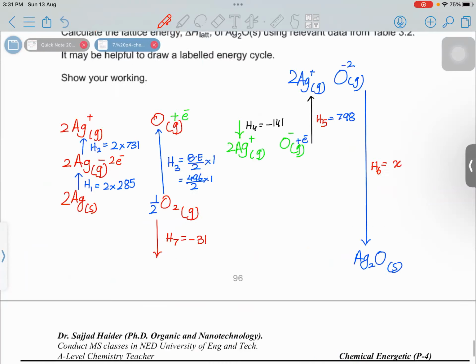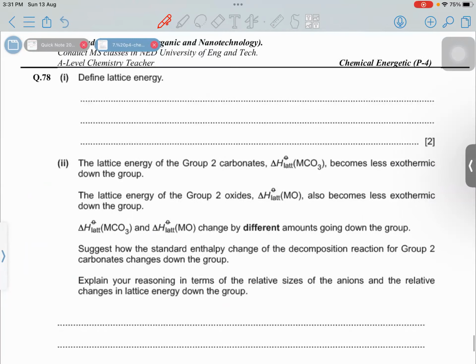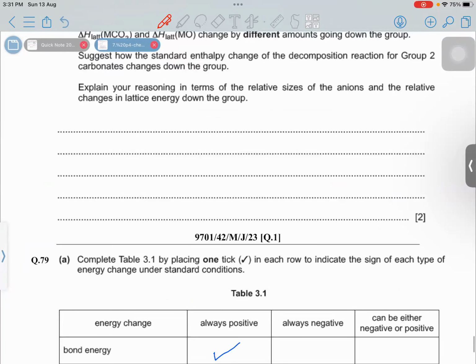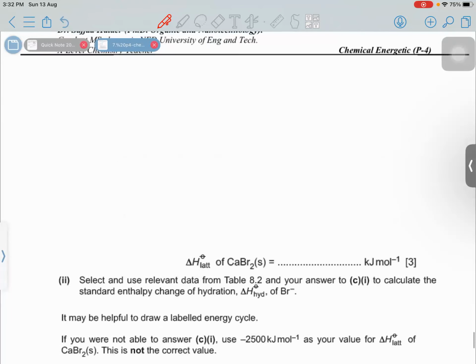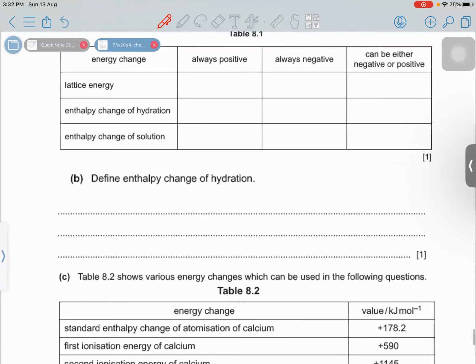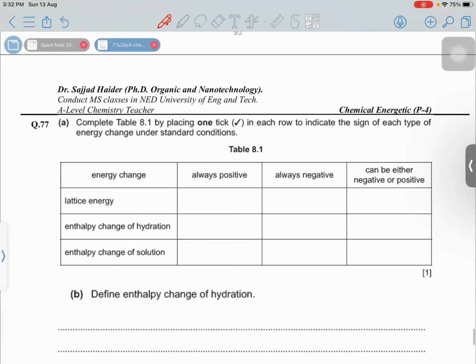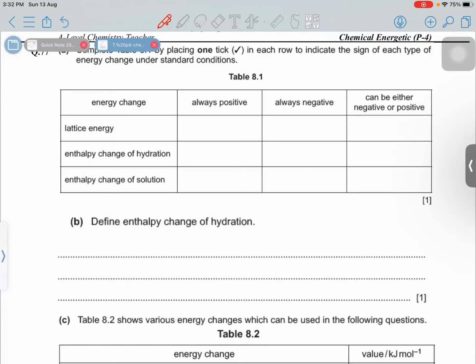Okay, now 2023 May June variant 42. Again this table. Now tell me lattice energy.